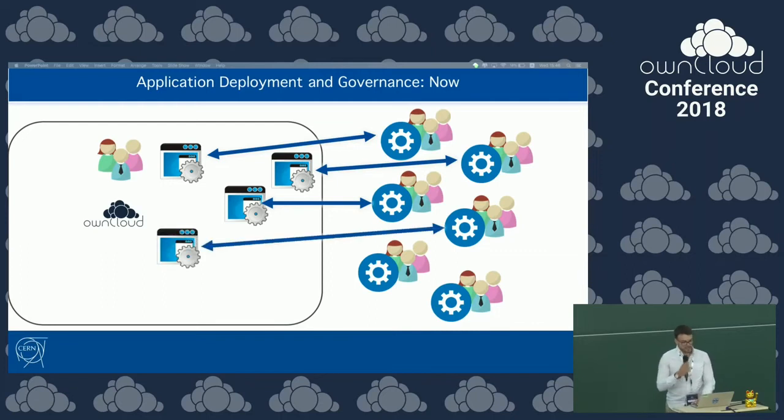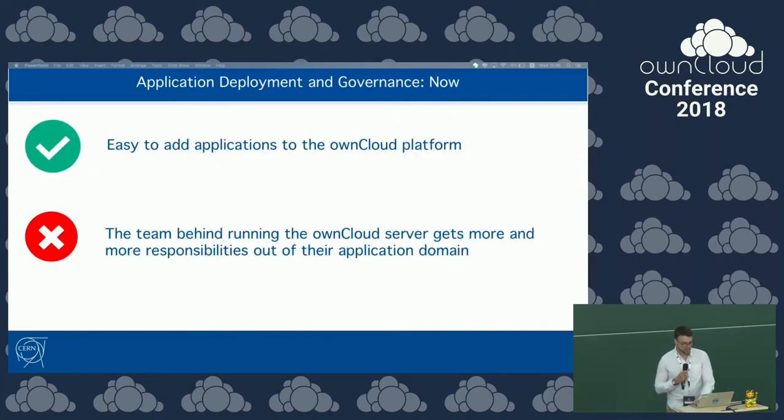The problem is that as people demand more and more integrations, the connector, say the integration, has to be done in an ownCloud application. So what this means is that the team responsible for running ownCloud will get more and more responsibilities for running services that are not under their scope, not their domain. This approach is easy because it's very easy to add applications to the ownCloud platform, but it has this problem, that the team responsible for one domain now has to be an expert in different domains.